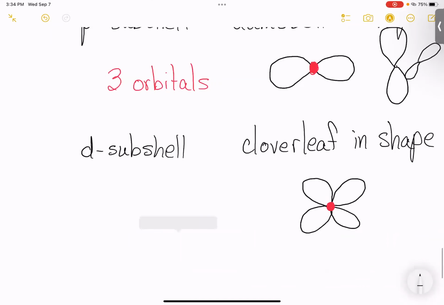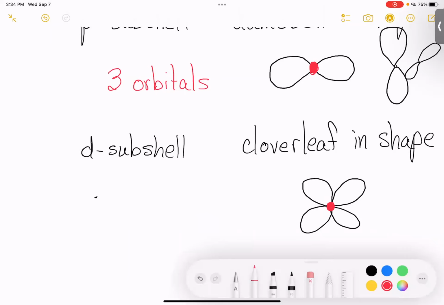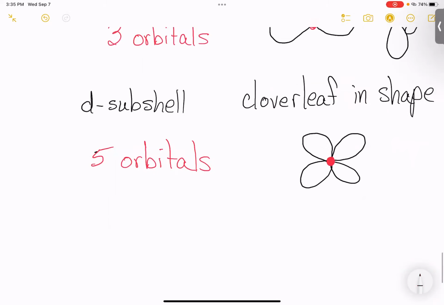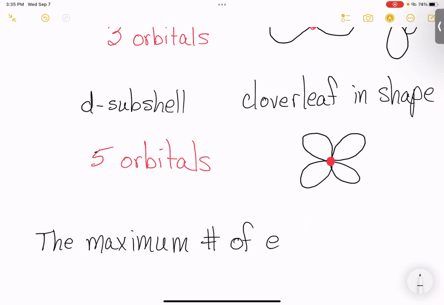And with the D subshell, there are 5 orbitals. Now, why is the number of orbitals important? Because the maximum number of electrons per orbital is 2.